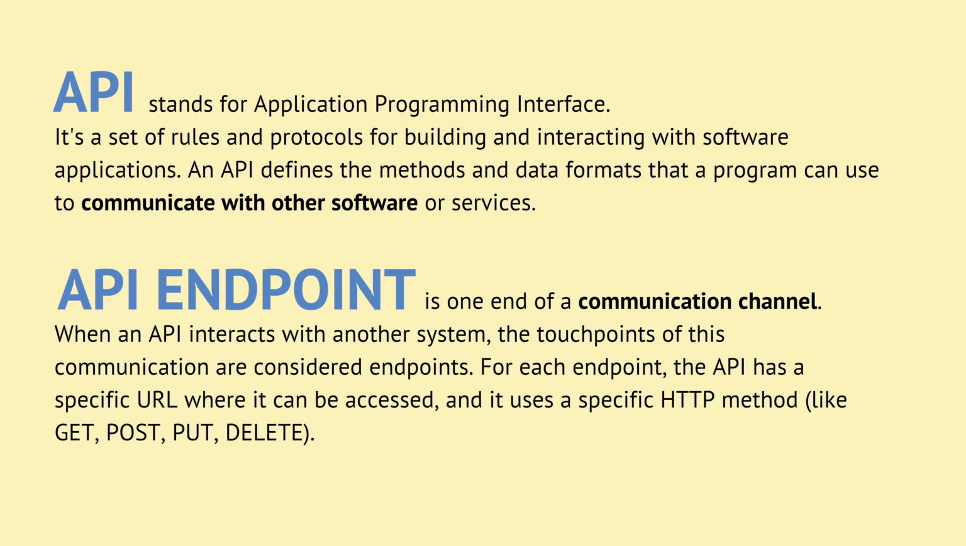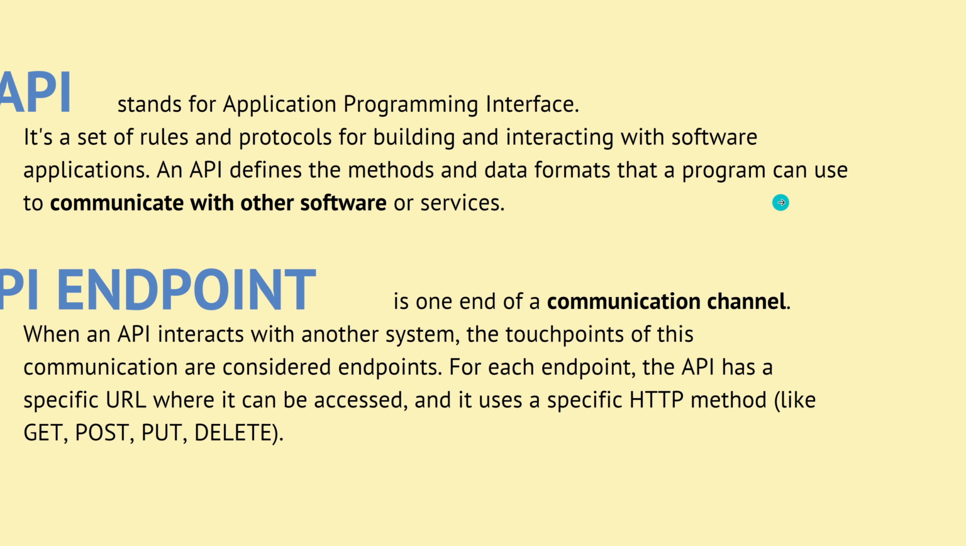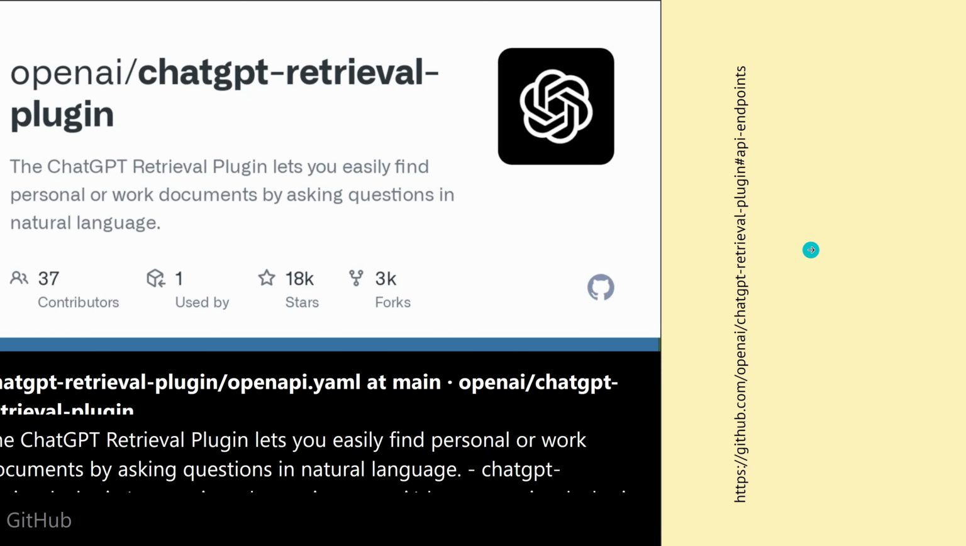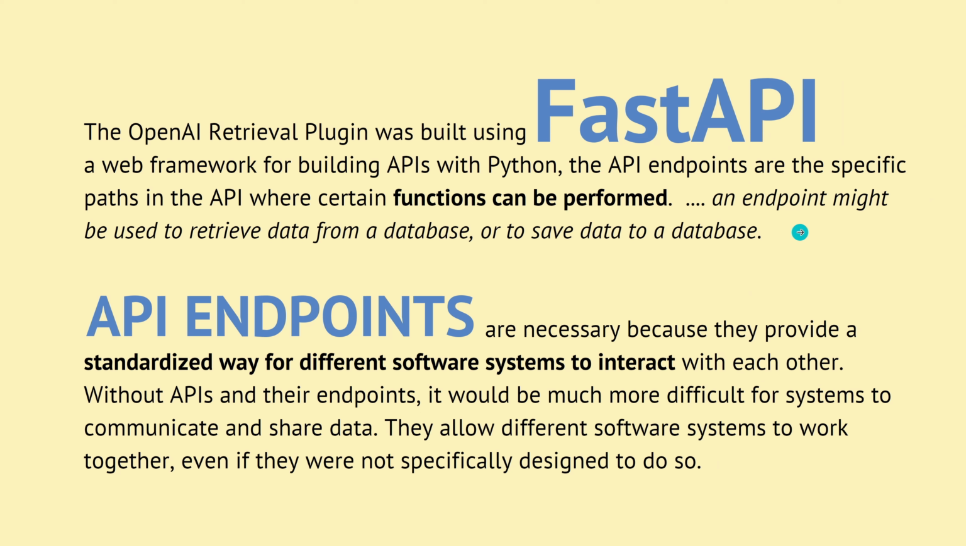API, you know API. Application Programming Interface. A program that wants to communicate with some other software uses an API. And since an API endpoint is the end of a communication channel, we can use specific HTTP methods like get, post, put, or delete to communicate over this channel. If you want to go on and continue learning with me, for OpenAI, there's this specific repo, ChatGPT Retrieval plugin, that explains everything in detail, and I use this documentation for my learning.